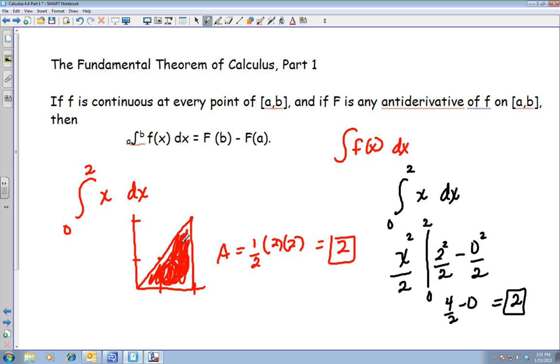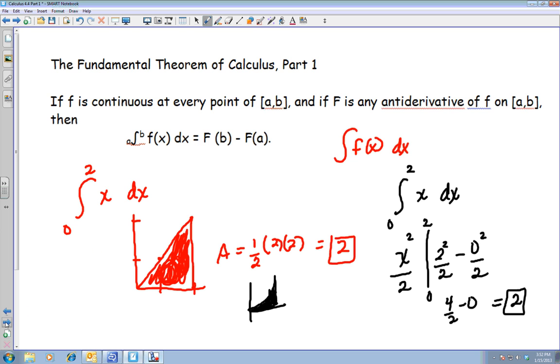So either way that we did this problem, we got the same answer. Now here's the deal. Sometimes it's not nice, neat geometric figures that we know how to find the area of. It could be a parabola, something that looked like this. Then I have to find the area. We found the area before by using LRAM and RRAM and MRAM to get an approximation. Now we need to be able to find the exact area. So this is where this theorem comes into play.